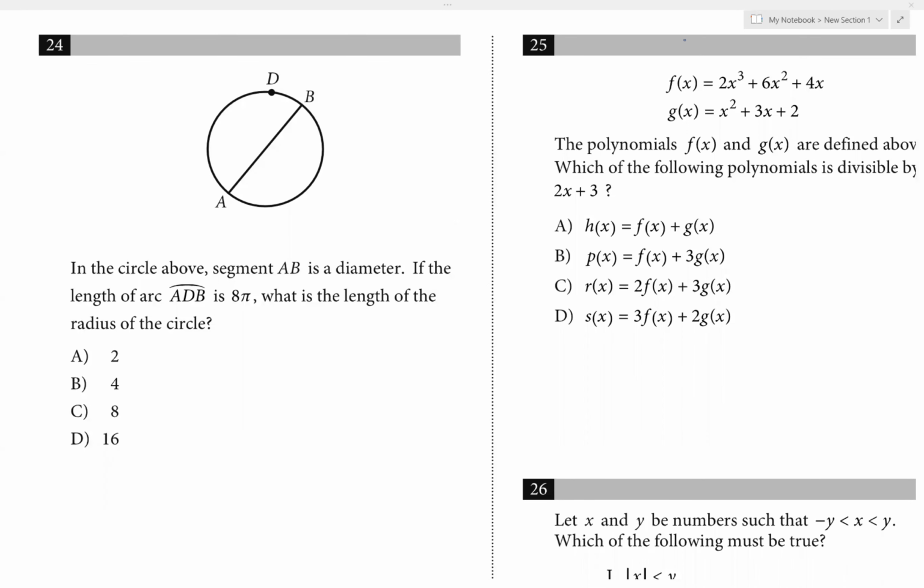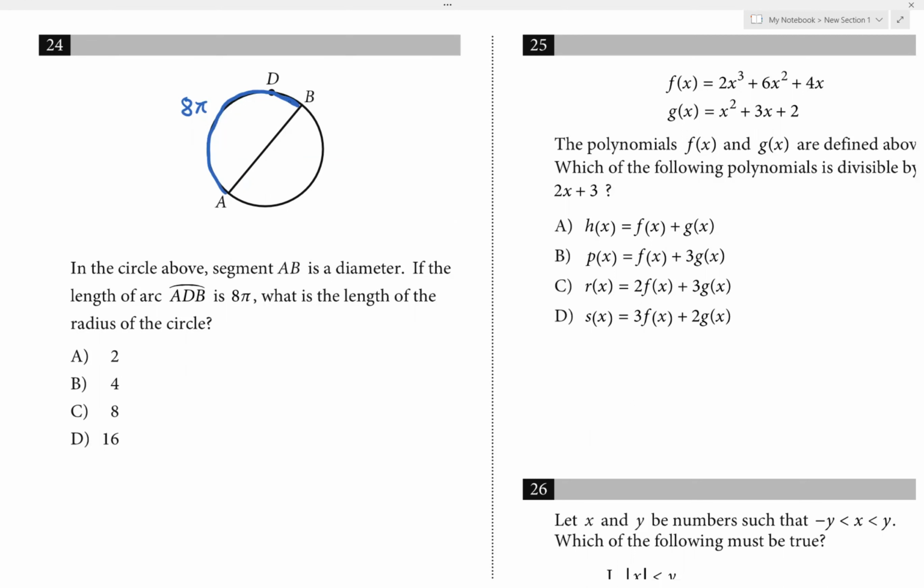Right, 24. In the circle above, segment AB is a diameter. If the length of arc ADB is 8 pi, what's the length of the radius of the circle? Okay, so they give us the arc length ADB is 8 pi. So from A to D to B, this here. And we're trying to figure out the radius of the circle.